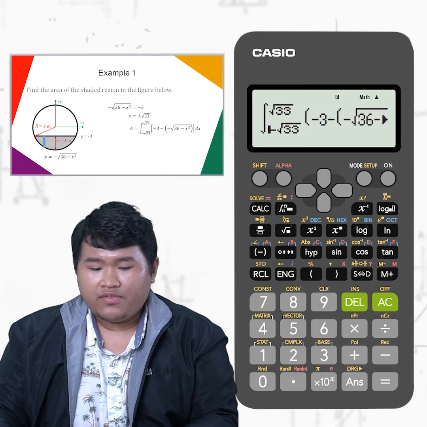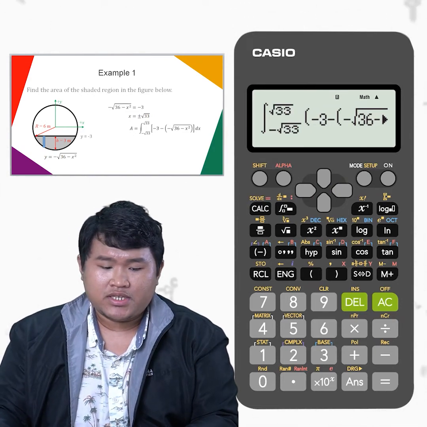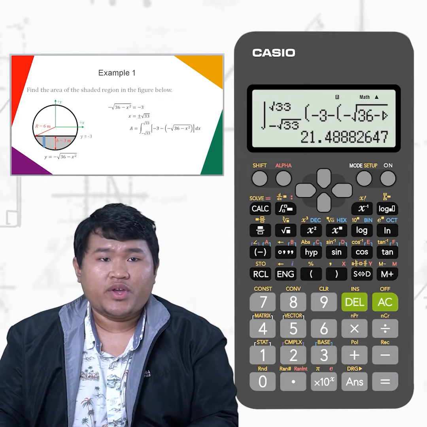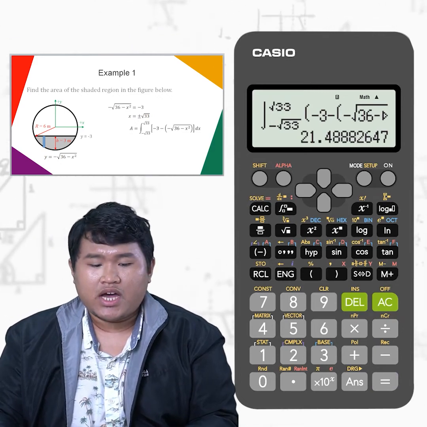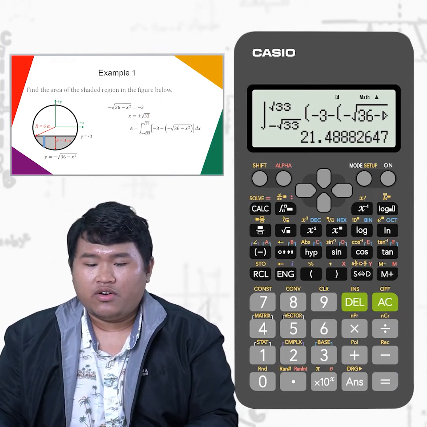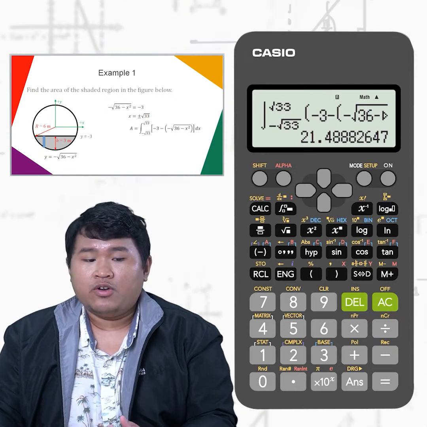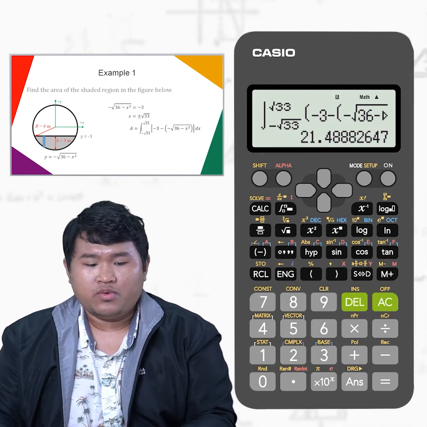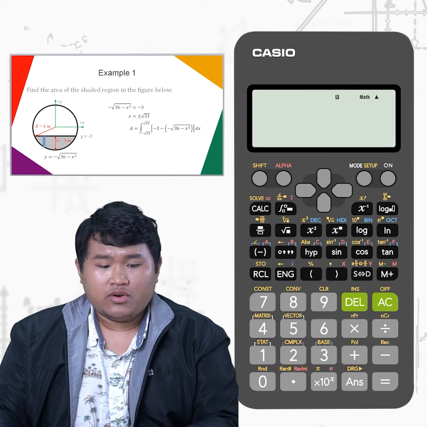To calculate the area of this expression, if we press equals, you will get this 21.4888 square units, and that's how we calculate the area of this expression. Now this is in Math.io mode. How about the Line.io mode? So press AC again. Let's go to Line.io.